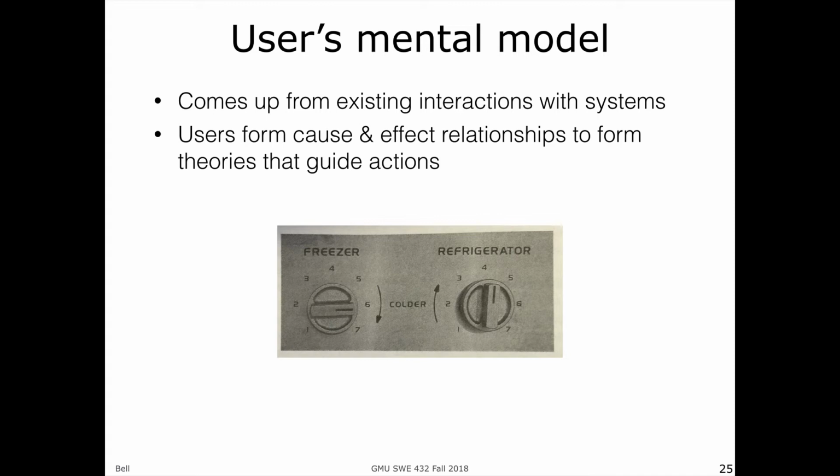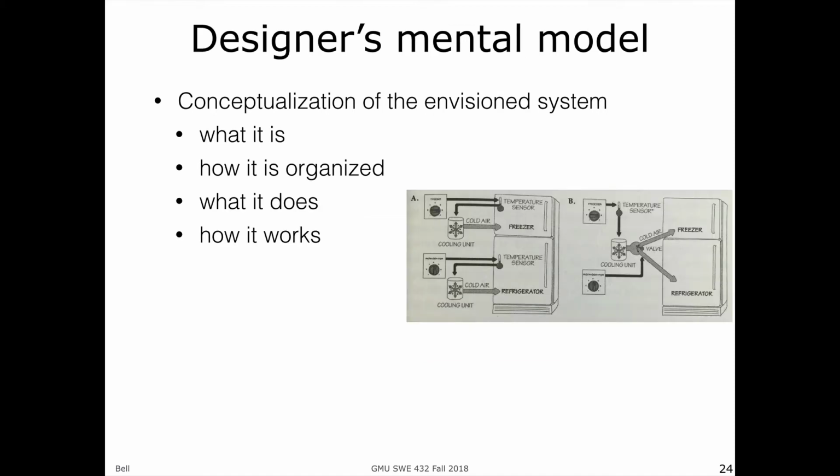And the user forms cause and effect relationships, maybe based on theories guiding these actions. So I have this theory that making one colder is independent from making the other colder. The user probably has this kind of mental model about their refrigerator or freezer, that there is one cooling unit for the freezer and one for the fridge, so turning these things are independent. Whereas we've got this mismatch, that the designer built it like this.